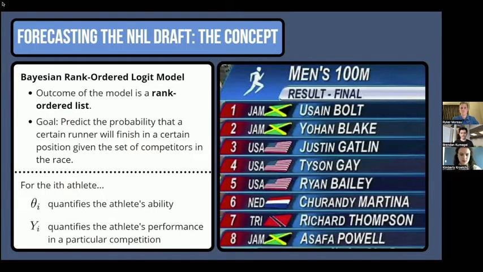There are 2 key quantities to discuss. Theta I is the underlying ability of athlete I, such as their running ability, and Yi is the athlete's actual performance in the competition, such as their time to complete the race. We applied these ideas to the NHL draft setting, where the outcome is the order in which prospective players are drafted. I'll talk about theta and Y in the draft setting a bit later on.